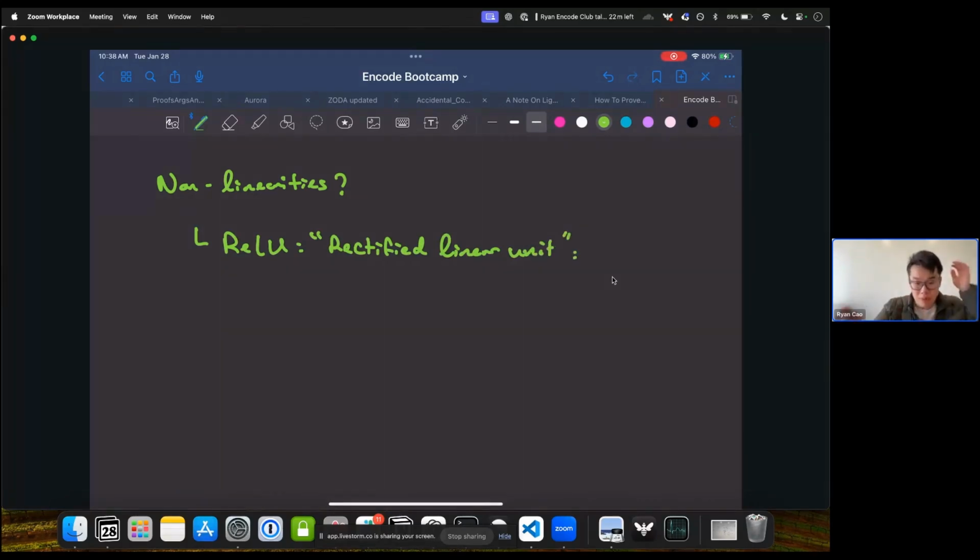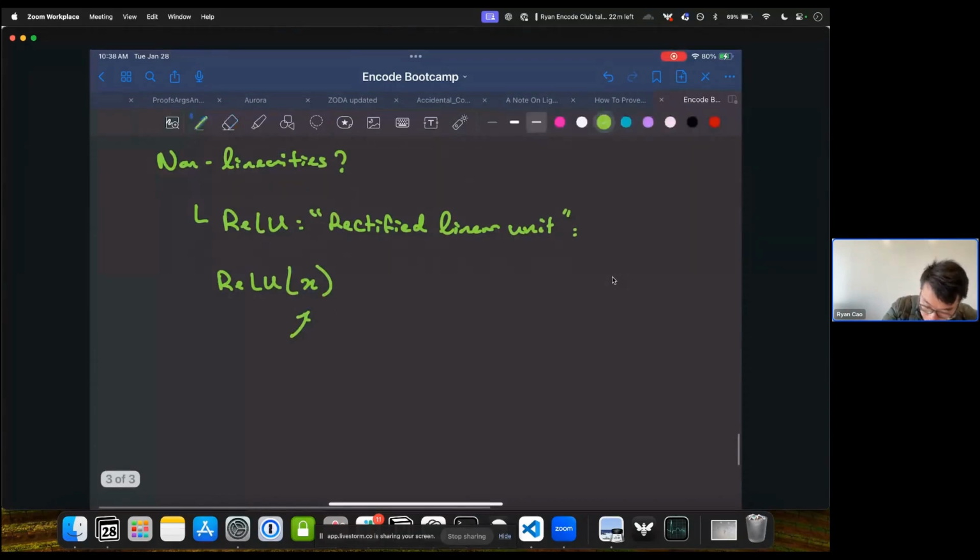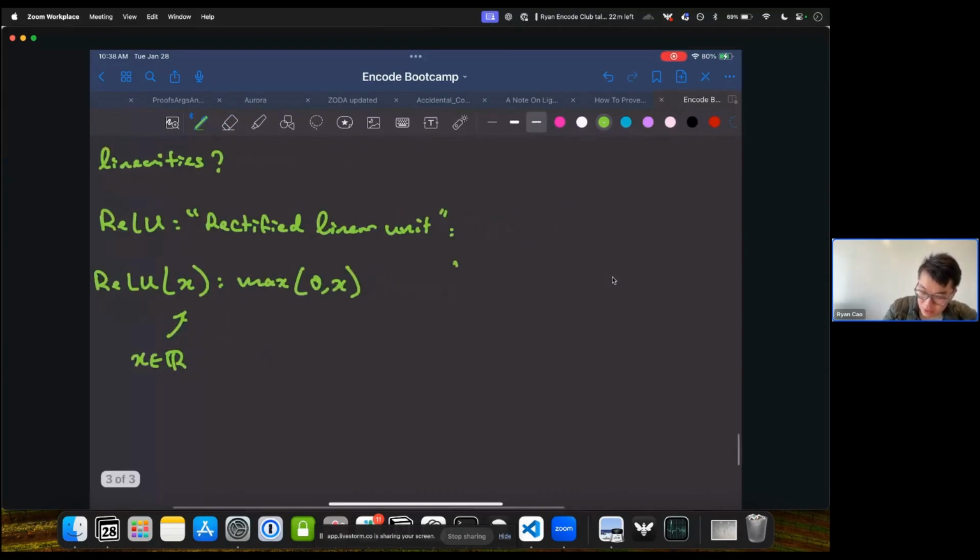ReLU is an element-wise operation, which means that when you compute ReLU on x for a vector, well, let's define it for a scalar first. Let's say that x is just a real number. In this case, ReLU of x is just going to be the max of 0 and x. In particular, the graph looks like, well, when we're negative, we're going to be 0.